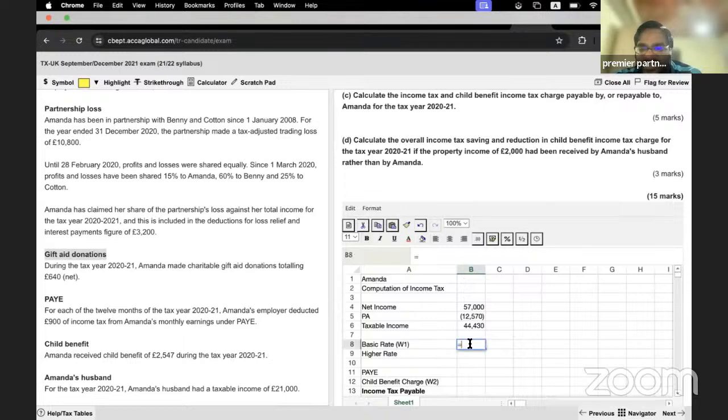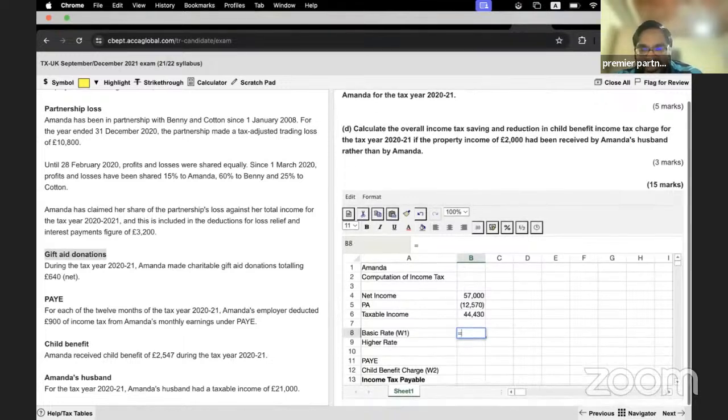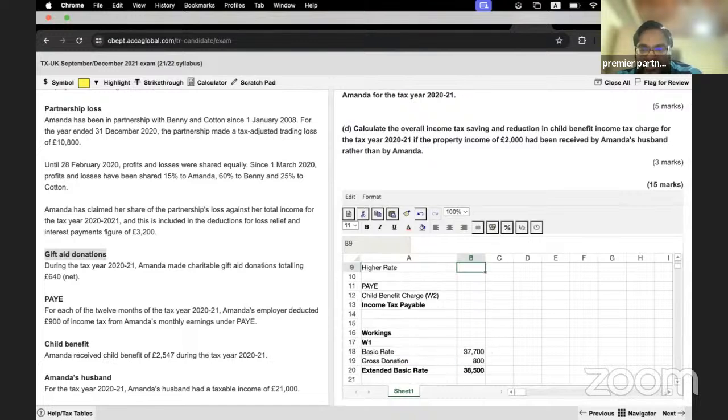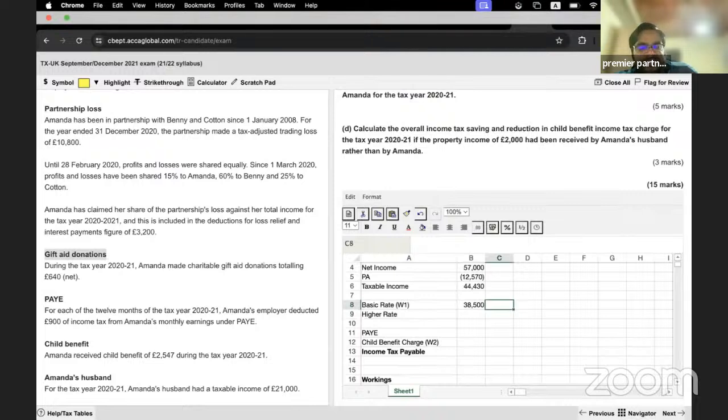So I link it to here. Directly, I am linking, not copy pasting or anything. I am linking directly. So this 38,500 will be at 20%. The balance we will have to take at the higher rate. So 44,430 minus 38,500. This would be at the higher rate of 40%. So I'm going to calculate the tax as well by multiplying. So I get the total here. From this, I can deduct PAYE. They have given the PAYE amount, 900 pounds. I am going to deduct that from here.